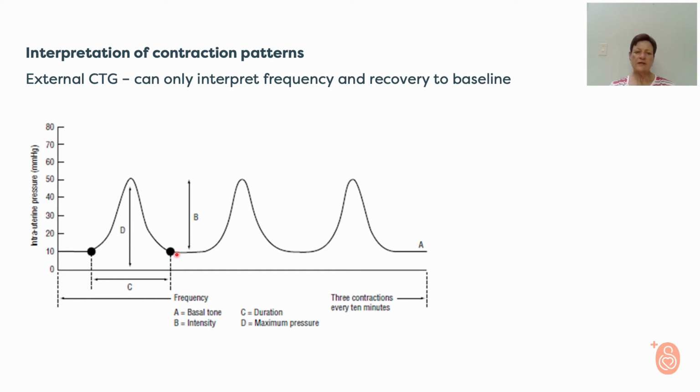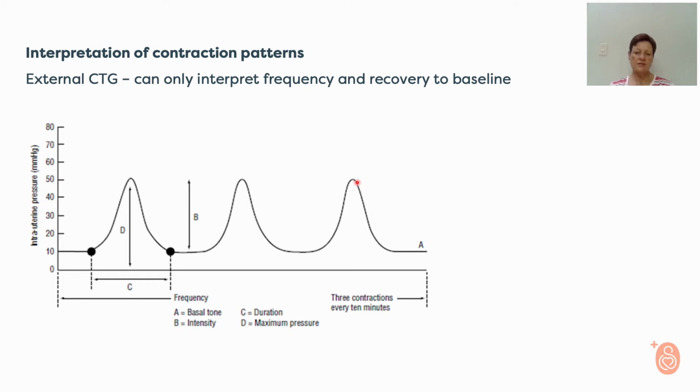In the external method, we can more or less see how long the contractions are, and we can more or less see how strong the contractions are, but we can't determine that accurately. The only thing that we can determine accurately is over a period of 10 minutes, how many contractions are there, and that is what we call the frequency.